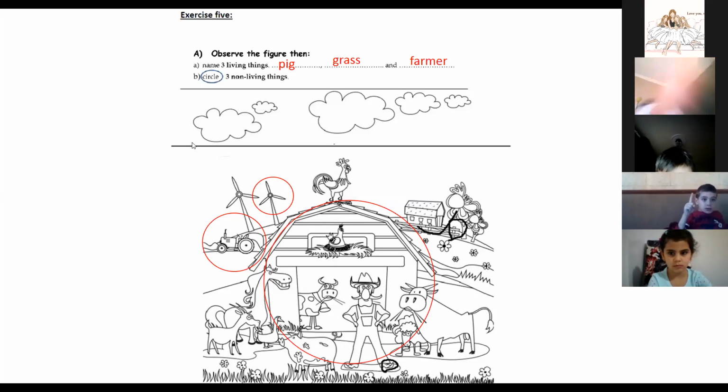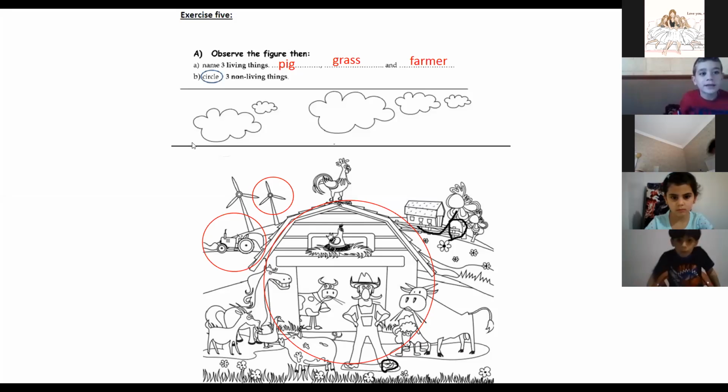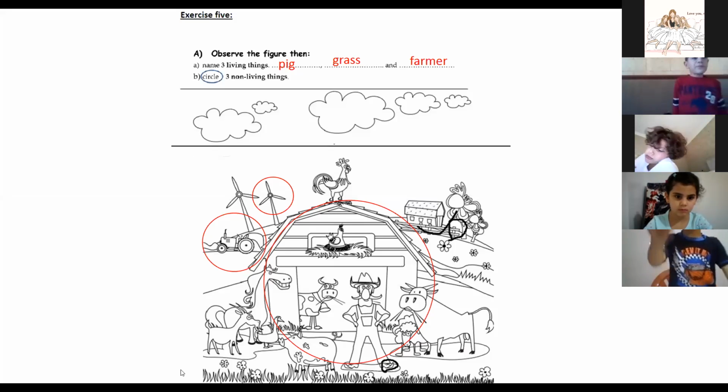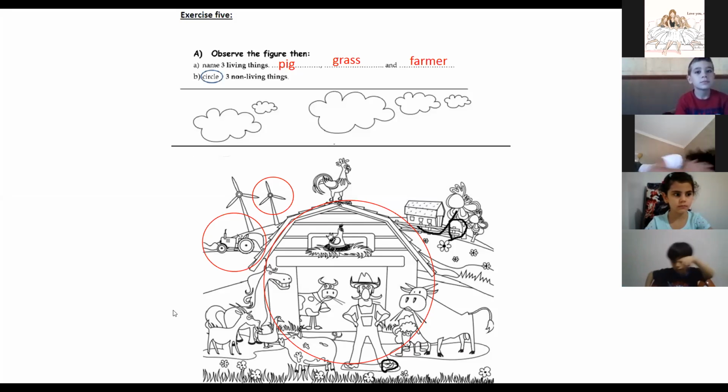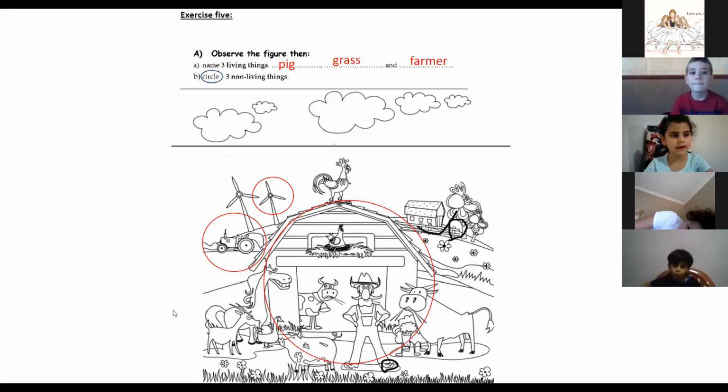Fine. Zaidan, what did you write? Cow and sheep and trees. Excellent. Solana, can you hear me now? What did you write for living things? Zainab Abdullah, do you like to tell us what did you write for the living things? Yeah. Pig, horse, and cow. Pig, horse, and cow.